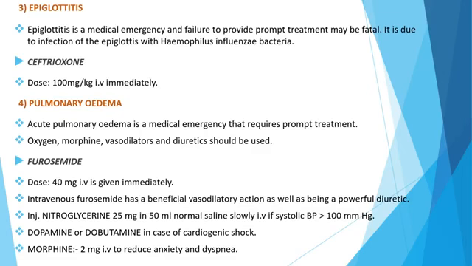For epiglottitis, we use a broad-spectrum antibiotic, which is cefotaxime, at a dose of 100 mg/kg IV immediately. Pulmonary edema is one of the important things we have. Acute pulmonary edema is a medical emergency that requires prompt treatment. So oxygen, morphine, a vasodilator and a diuretic should be used. Furosemide is given, along with morphine, a dose of dopamine or dobutamine, and IV morphine to reduce anxiety and dyspnea. This is regarding drug use in the respiratory system. We covered asthma, chronic obstructive pulmonary disorders, epiglottitis, and pulmonary edema.